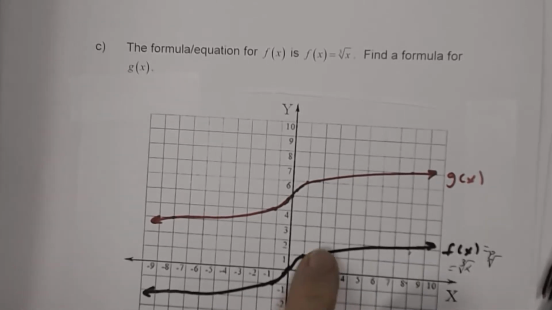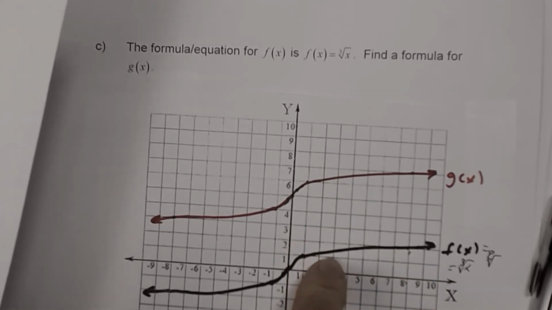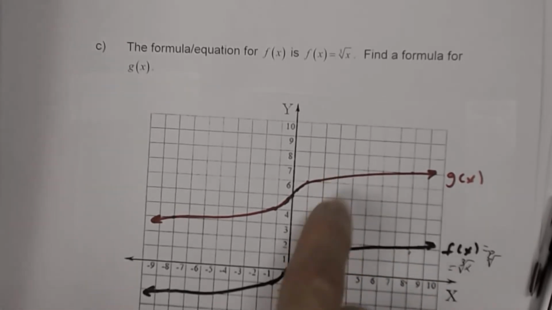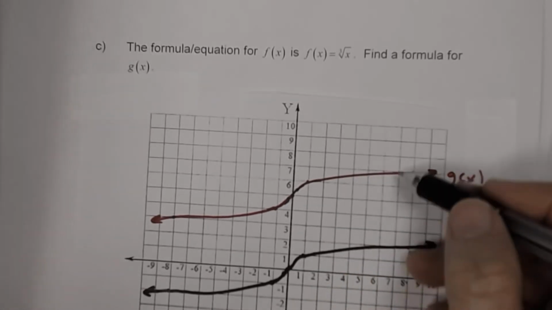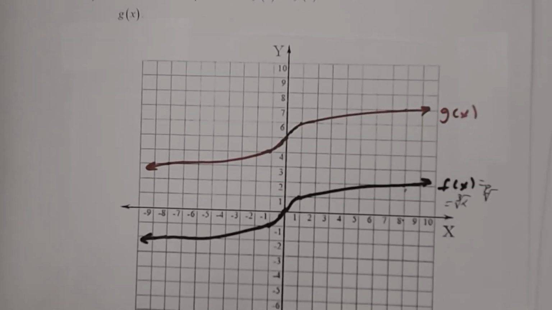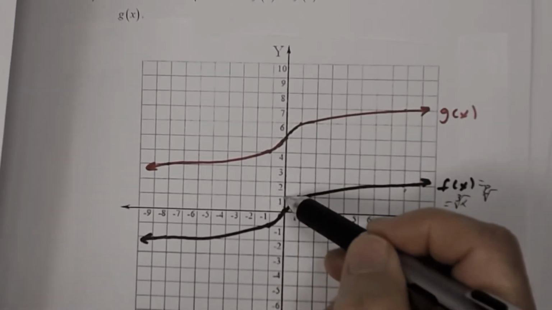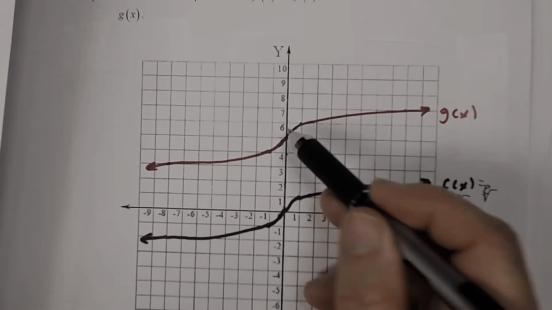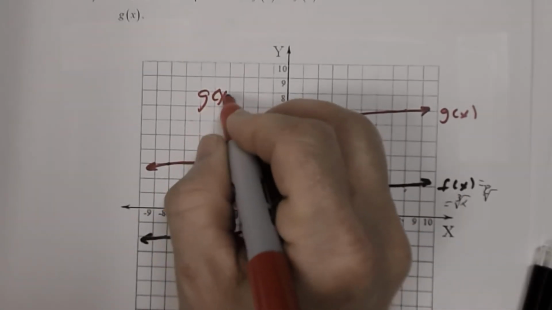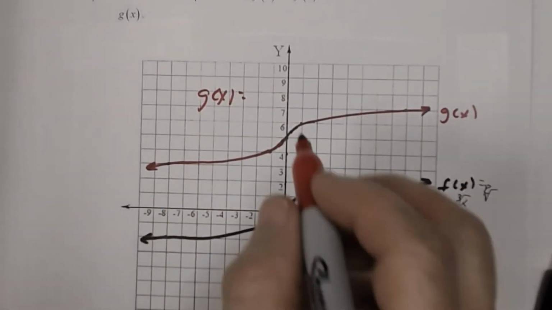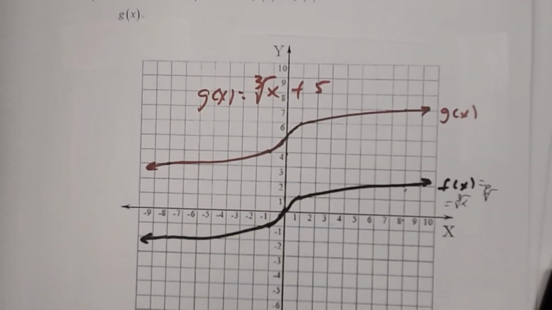But what did I do to this f of x? What did I do to get this one? What transformation do I need to do to get this graph? Well, if you look, all that's happening is just a vertical translation. That's just one transformation. So I'm taking this graph and I'm shifting it up. How many units? 1, 2, 3, 4, 5. 5 units. So then you say g of x is the cube root of x plus 5. There's your answer. Cube root of x plus 5.